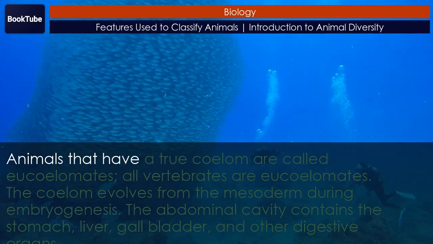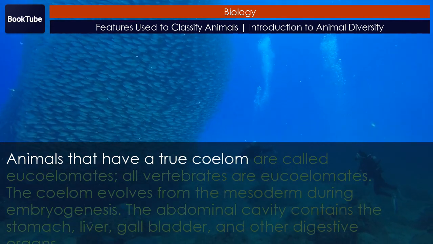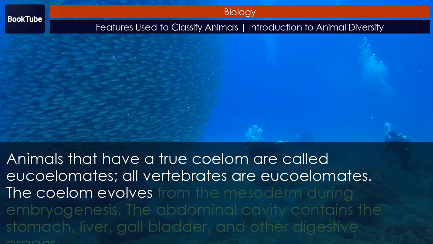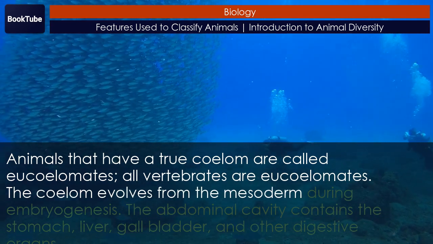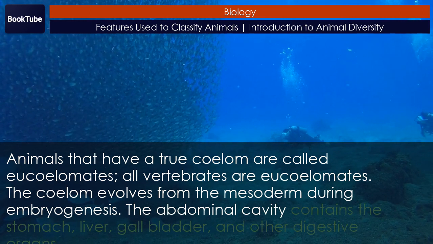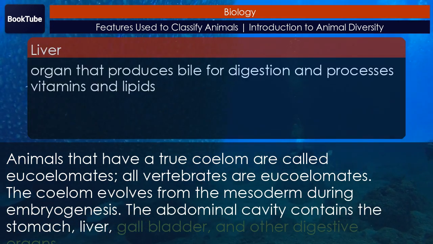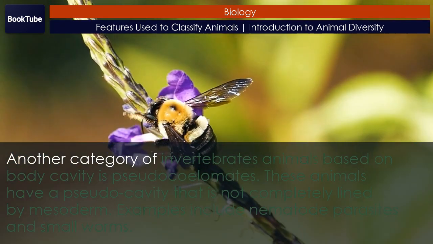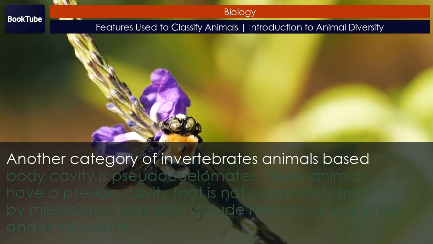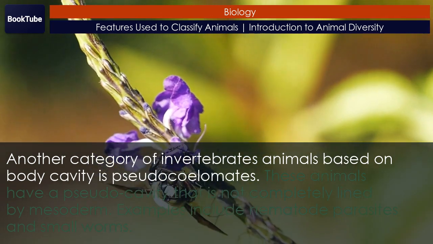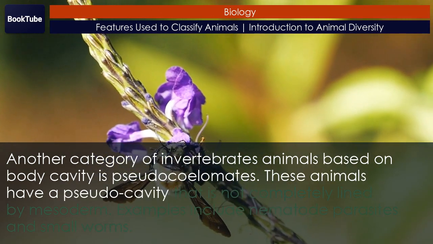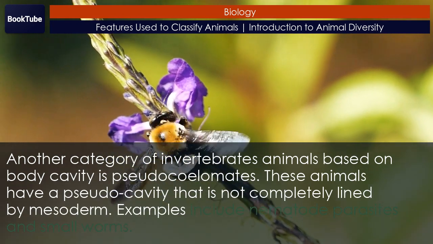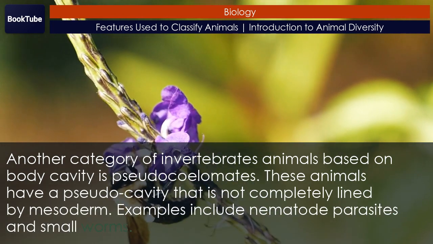Animals that have a true coelom are called eucoelomates. All vertebrates are eucoelomates. The coelom evolves from the mesoderm during embryogenesis. The abdominal cavity contains the stomach, liver, gallbladder, and other digestive organs. Another category of invertebrate animals based on body cavity is pseudocoelomates. These animals have a pseudo-cavity that is not completely lined by mesoderm. Examples include nematode parasites and small worms.